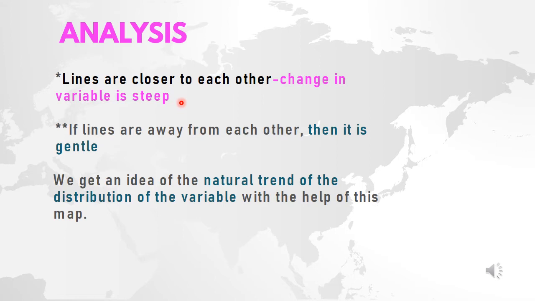What do we understand when we see these lines on a map? What kind of analysis can we do? When the lines are closer to each other, the change in the variable is steep. That is, the change is happening very, very quickly. But if the lines are away from each other, then the change is very gentle. And when we look at the map in totality, we come to know of the natural trend of the distribution of the variable. That is, if you see the average annual rainfall map of Amravati district, you can find out where it rains very heavily and where it rains very less.